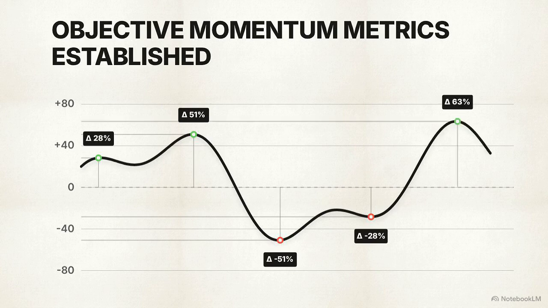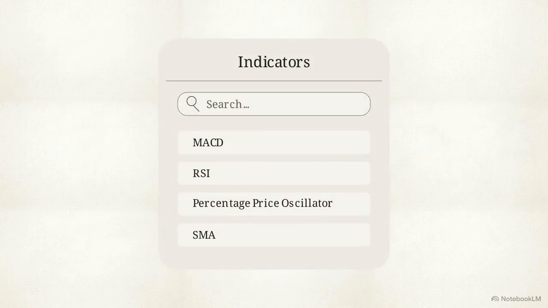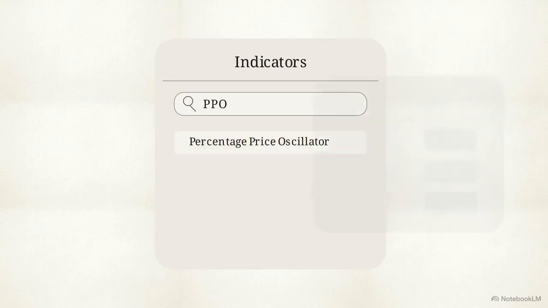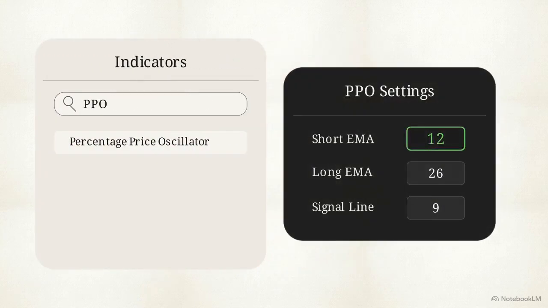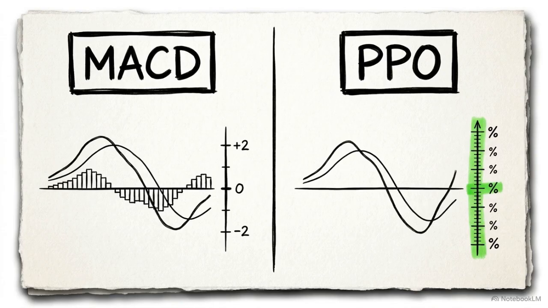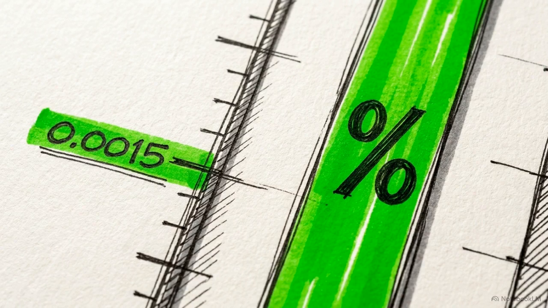Let's set it up. This diagram shows the typical indicator menu on your trading platform. Search for the PPO and verify your inputs are set to a 12-period and 26-period exponential moving average, along with a 9-day signal line. If this looks identical to the MACD, that's because the foundation is similar. But there is a crucial difference in the math. The MACD measures momentum using absolute pips. The PPO calculates the percentage difference between moving averages.